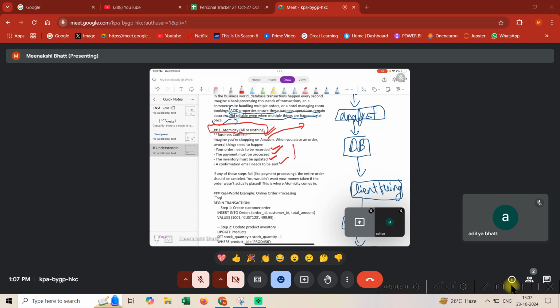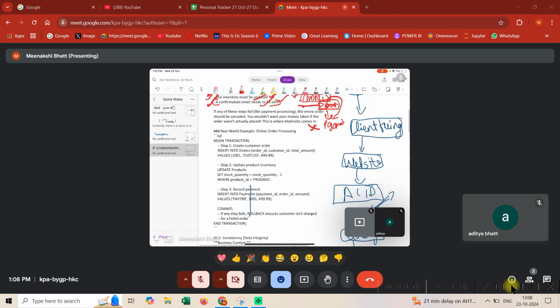So guys, this is the flow, and either all four of them would get executed or none of them would get executed, right? Because how will you receive a confirmation email if your payment has not been processed? Let's say you took something to the cart and now you are doing payment and it is not happening, then that product will always remain in your cart only. It's not like that product will be shipped, because the idea is that either all of these four things will happen: your order is recorded, the payment is processed, inventory is updated, and then a confirmation email is sent.